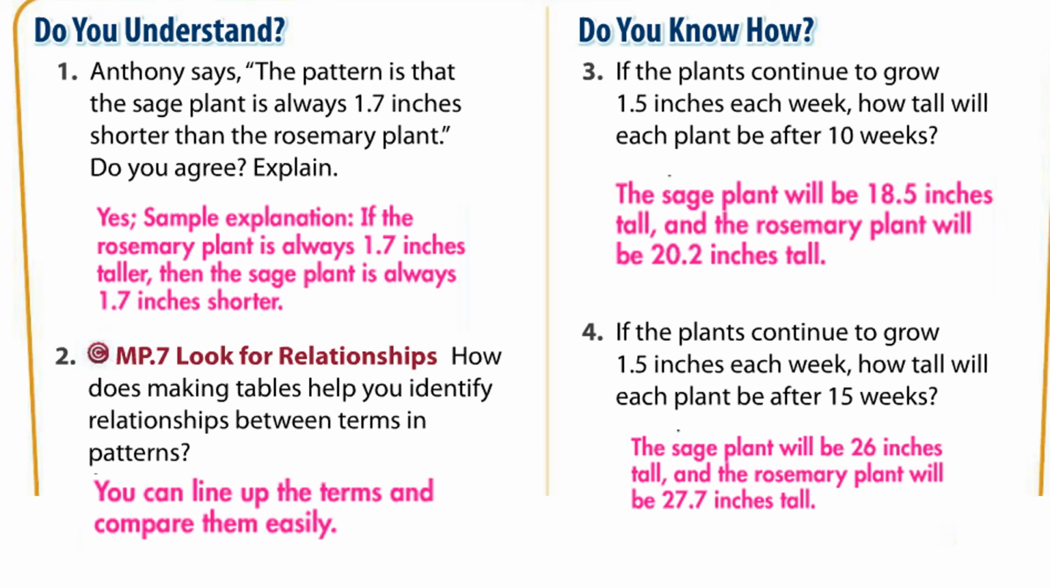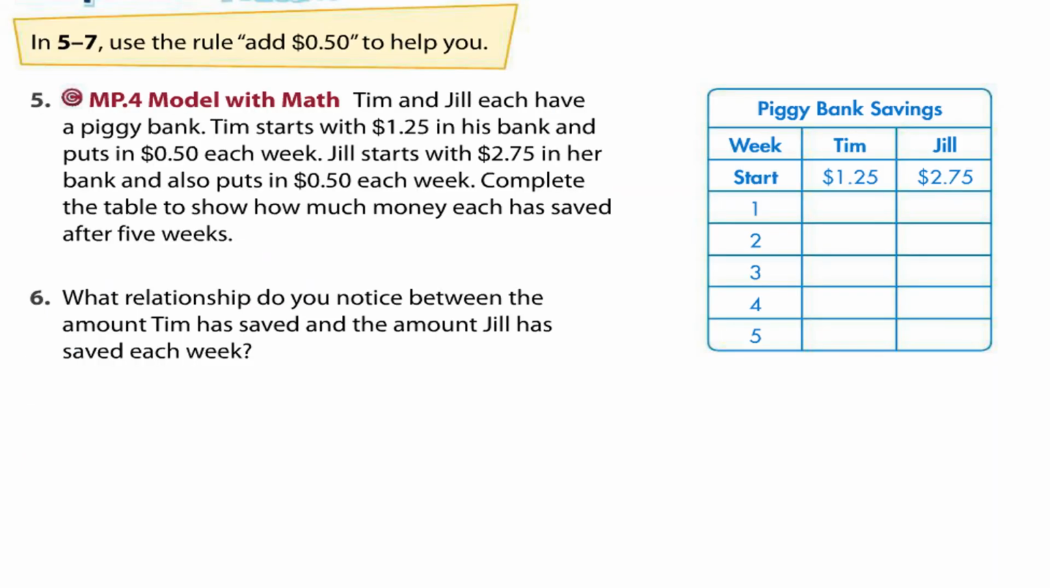Okay. One more question, or let's answer the next question. He said for questions 5 to 7, use the rule, add 0.50. So what is the rule here? He told me that the rule is plus 0.50. Okay. Question 5, he said Tim and Jill each have a piggy bank.